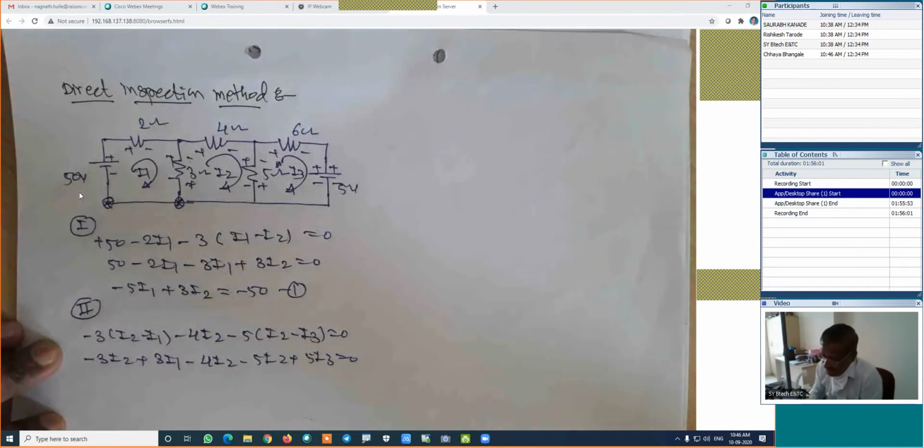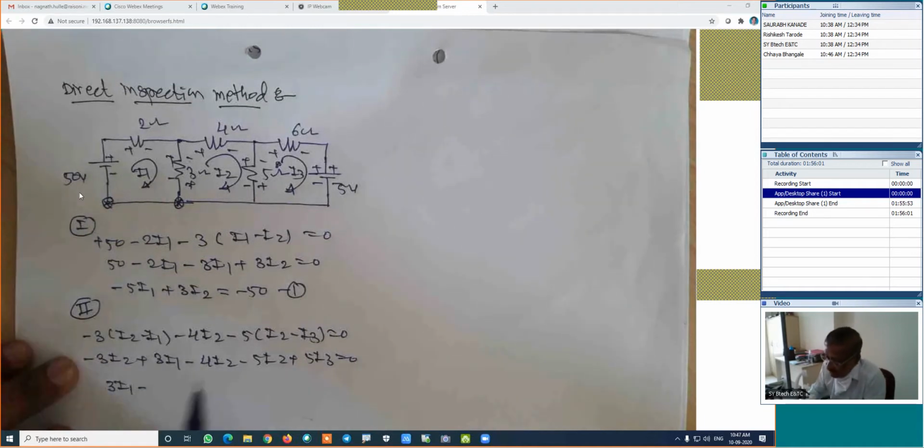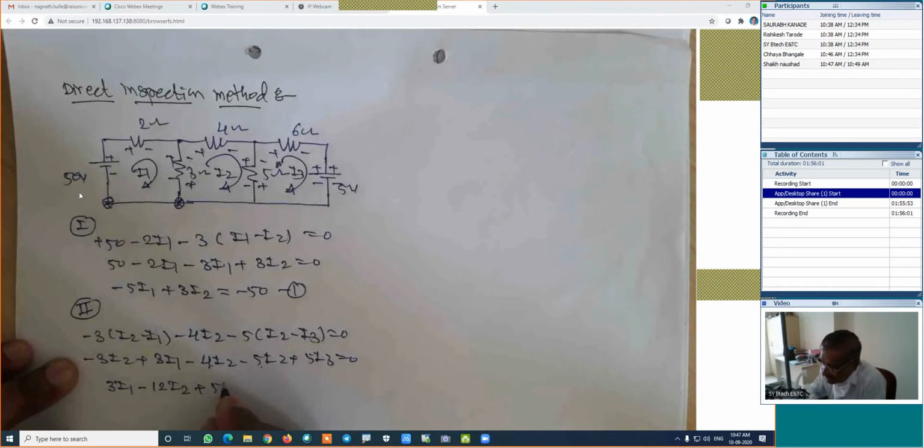If we simplify this equation, how will the equation be? It is 3I1 minus (3 plus 4, 7, and this 5, how much? 12, I guess) 12I2 plus 5I3, which is equal to 0. This is equation number 2.